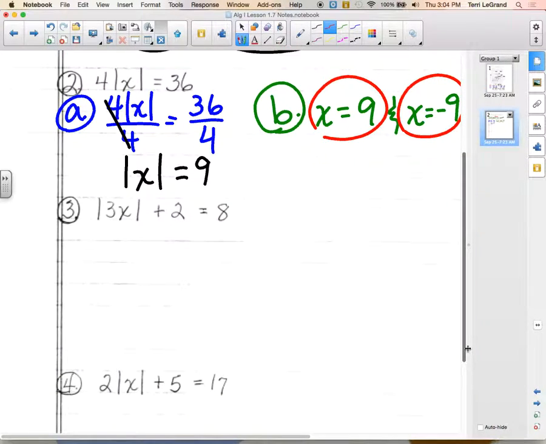Okay, why don't you go ahead and try number 3 on your own, or at least get a start to it. Do I need to isolate the absolute value expression? That would be your first question.